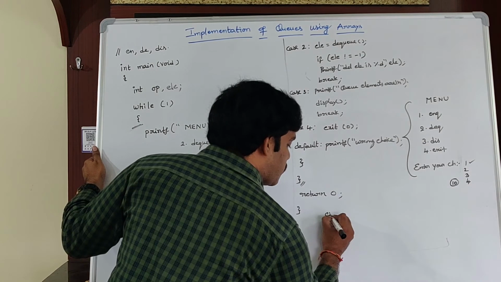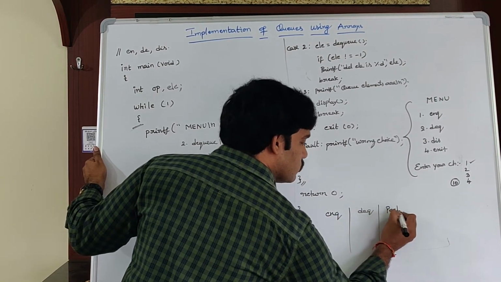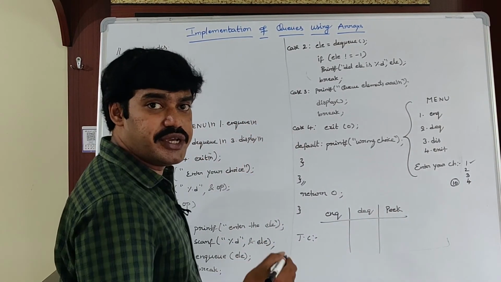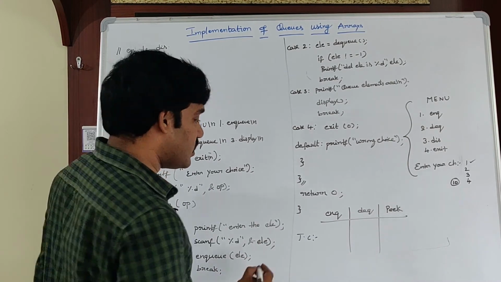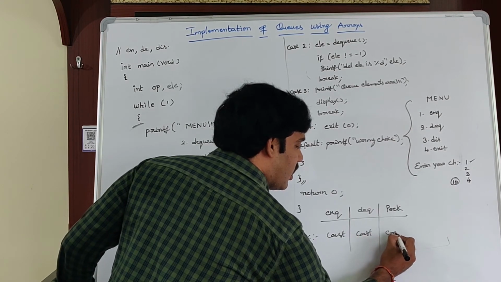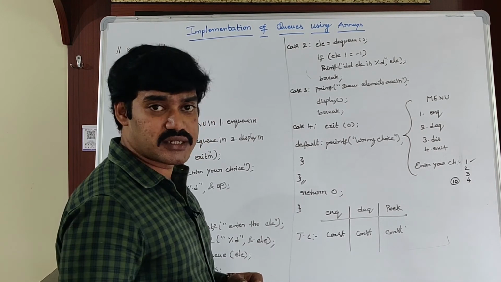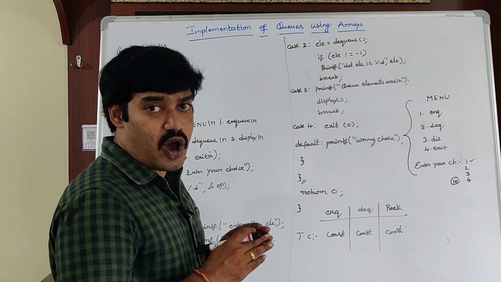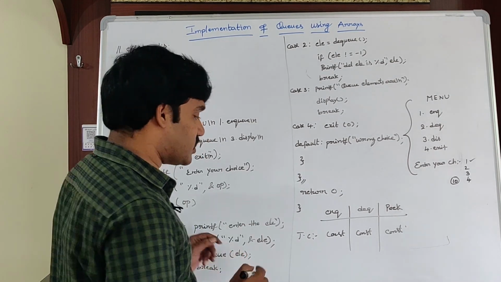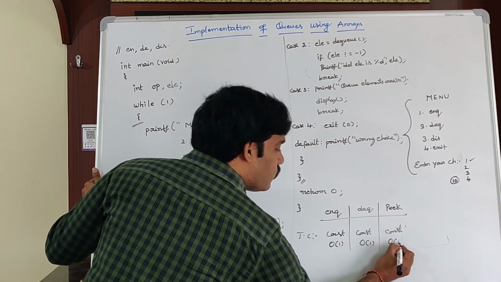So the operations of Qs are NQ and DQ. If you want, you can write peek also. What is the time complexity of these functions, NQ, DQ as well as peek? Constant time complexity in all three functions. Why? Because we are not using any loops in NQ function, DQ function as well as peek function. That's why the time complexity is big O of 1.